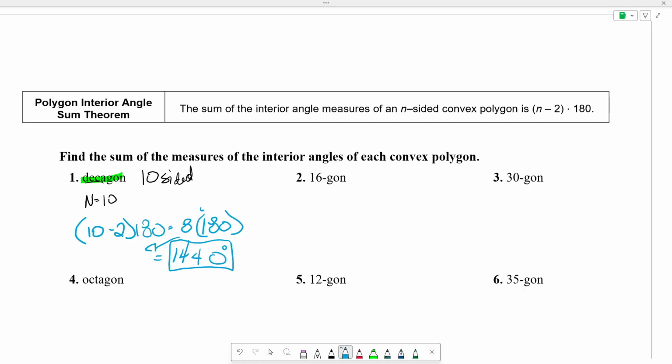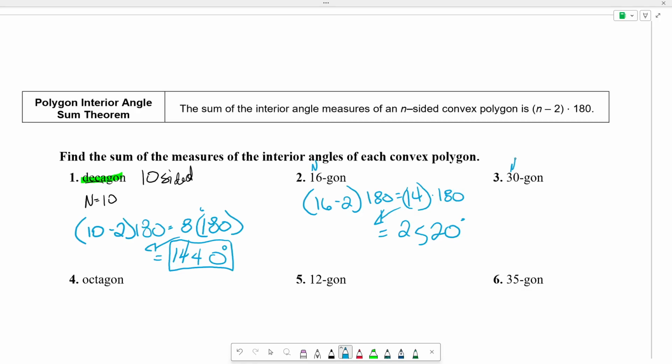I can do the same thing with a 16-gon. A 16-gon is just a 16-sided polygon, so this would be my n. So I'm going to do 16 minus 2 times 180. That gives me 14 times 180. I multiply these together, and I find that we have 2,520 degrees inside of a 16-sided polygon.